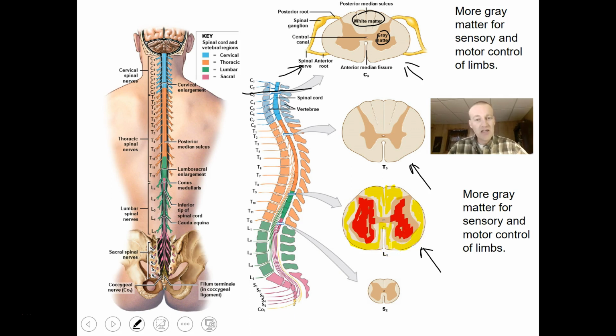You can't get a full appreciation of the complexity of the spinal cord looking at this particular graphic, but it does give you a sense of how it differs depending upon if you're in the cervical area, the thoracic area, or the lumbar area. There's more gray matter for sensory and motor control of limbs, which is why this portion up here is thicker, and more gray matter for your lower limbs, which is why the gray matter is thicker in this particular region.